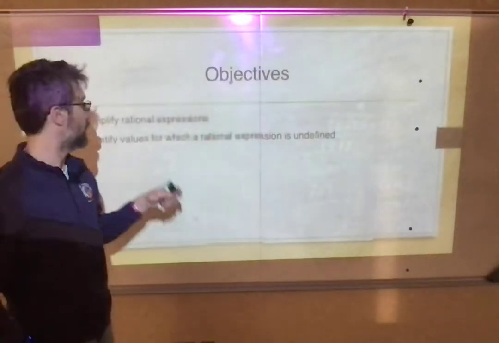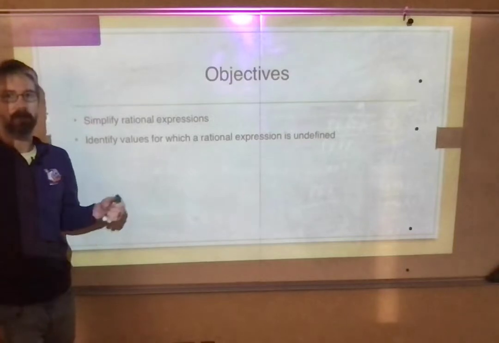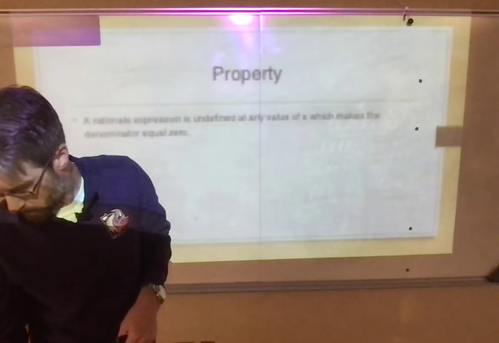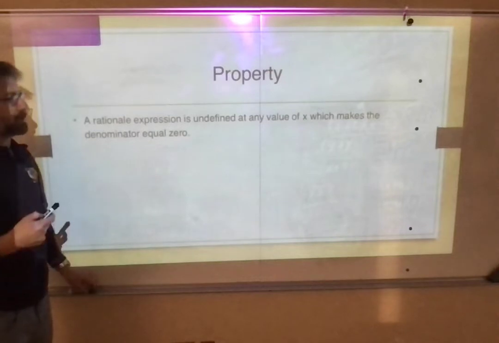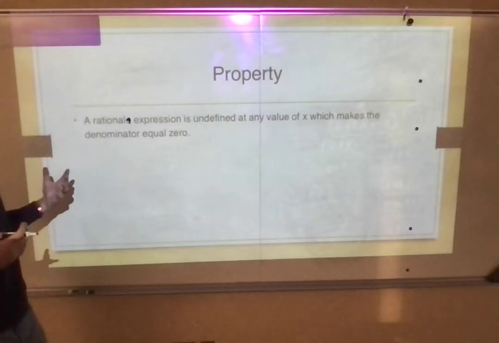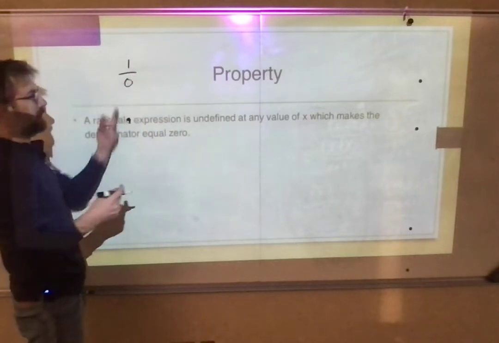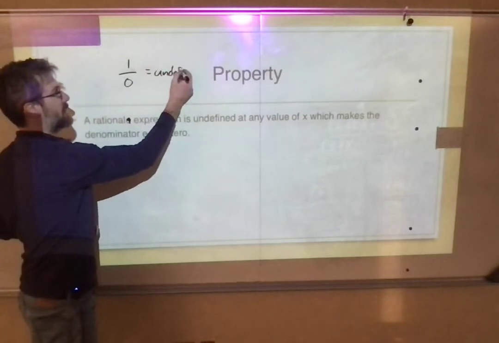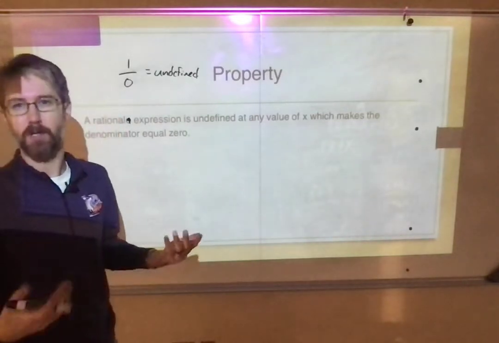In this video, we will be simplifying rational expressions as well as identifying the values for which the expressions are undefined. So, quick property to start with. Remember that a rational expression is undefined for any value of x which makes the denominator equal to 0, right? So basically any fraction where the bottom of the fraction is equal to 0, doesn't matter what the top is, this is undefined. So not only are we going to simplify these rational expressions, but we're going to figure out what their domain restrictions are.